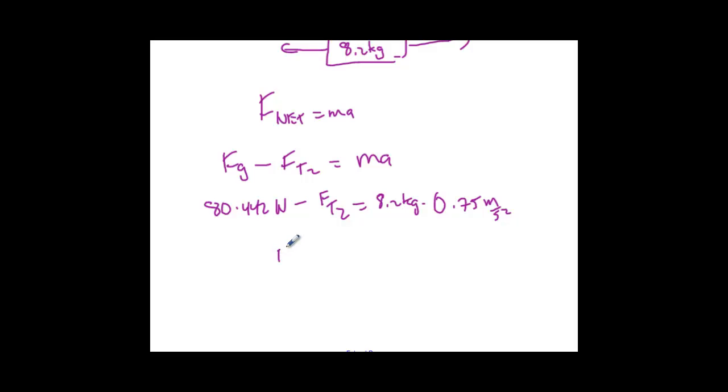Hopefully at this point you guys are capable of doing algebra, so I'm going to skip that step. But essentially, if you bring this to the other side, it makes it positive, and all of this number goes the other way. So this number needs to be less than 80.442. So 80.442 minus 8.2 times 0.7546153846. And I've got a tension in this rope of 74.23 newtons, which would be 74 newtons.